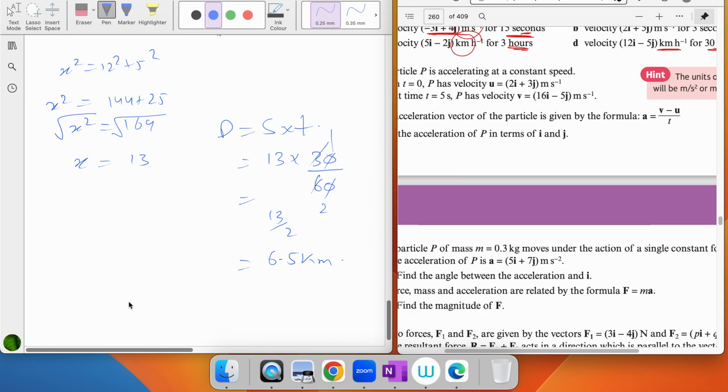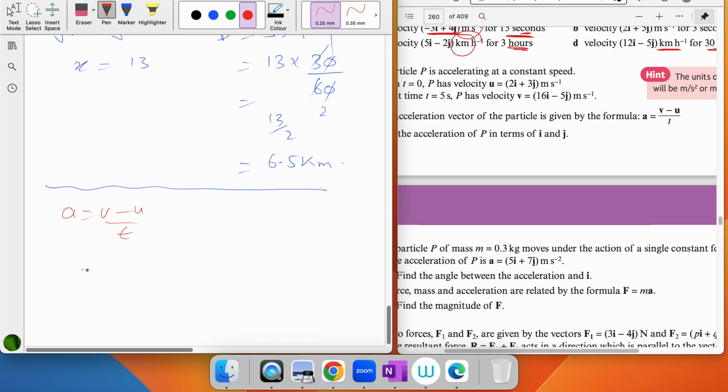There are two ways how we can do this. Either directly, let's go with the formula directly. Acceleration is v minus u over t. So just plug in v, that is 16i minus 5j, minus u. u is given, which is 2i plus 3j, and divided by time, that is 5. Time is 5, u is given, v is given.